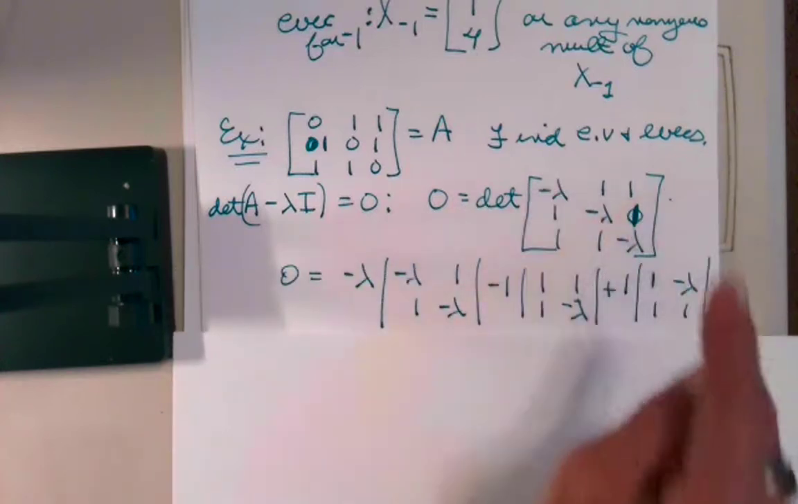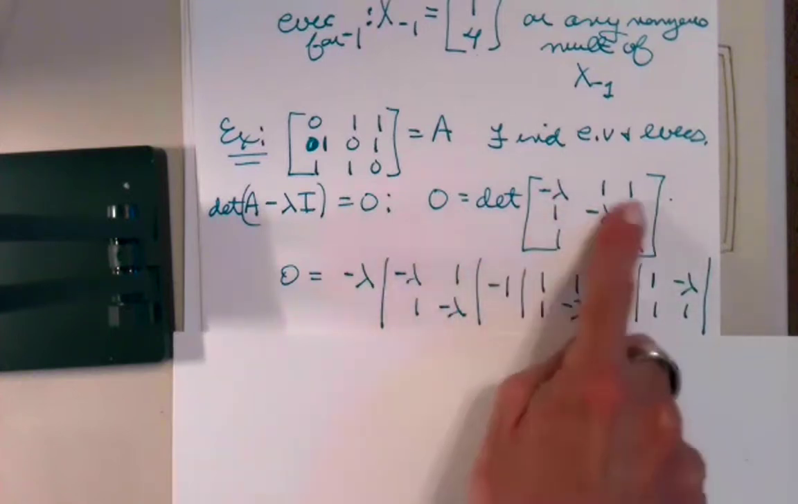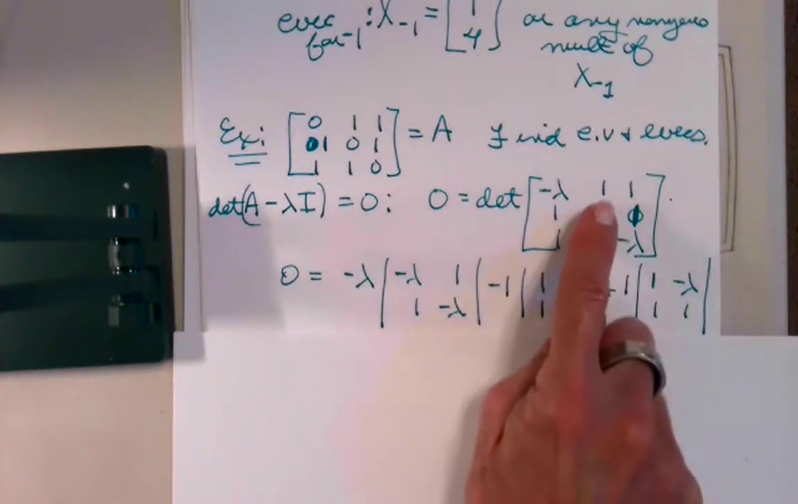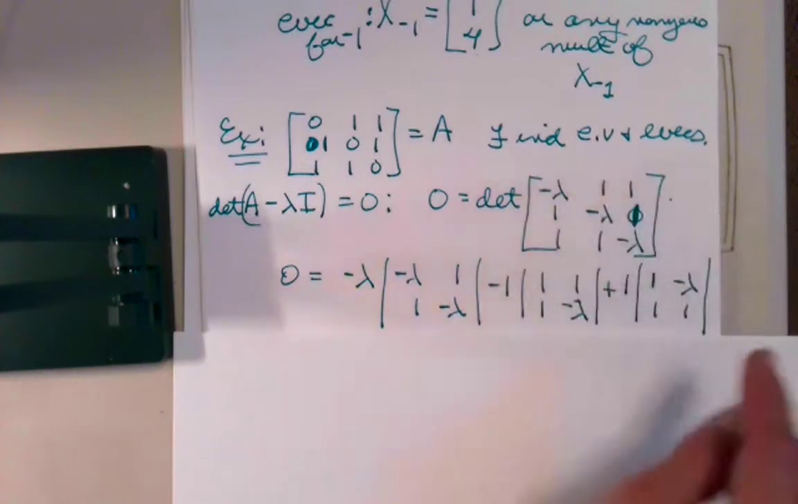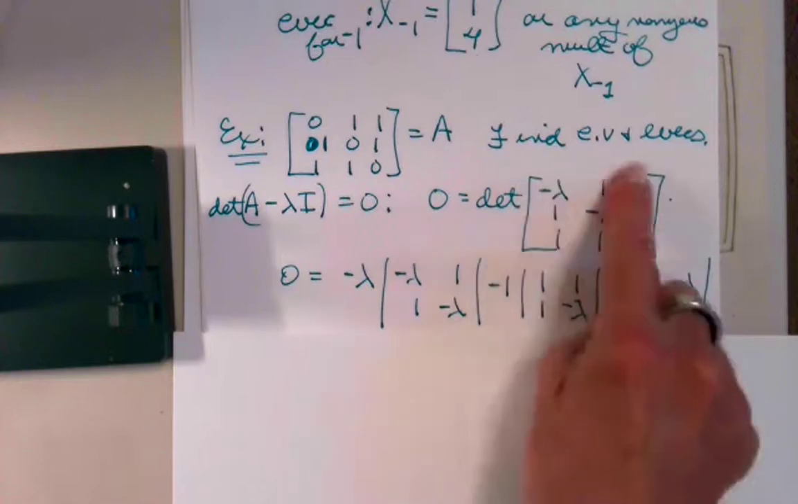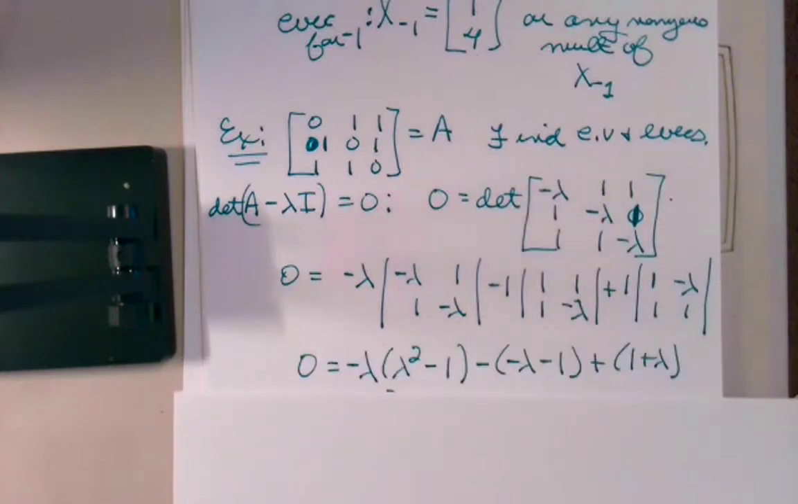So I'm going to go right along the first row. So minus lambda times what I get when I delete the row and the column containing that. Then minus 1, delete the row and the column containing minus 1. And then plus 1, and delete the row and the column containing plus 1. Now it's 2 by 2, so you can just cross multiply to get the determinants of those. And when you write that all out, you get this.